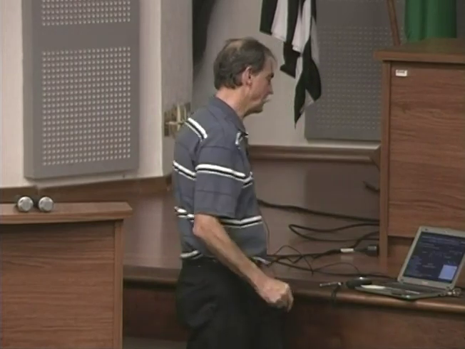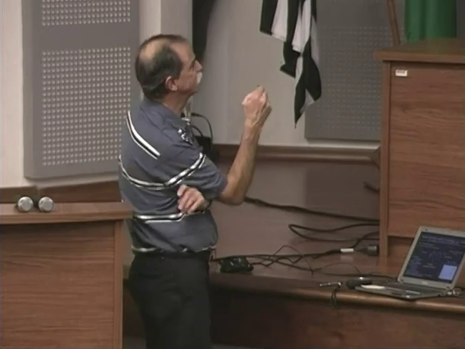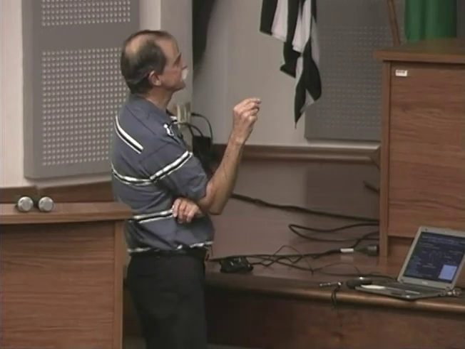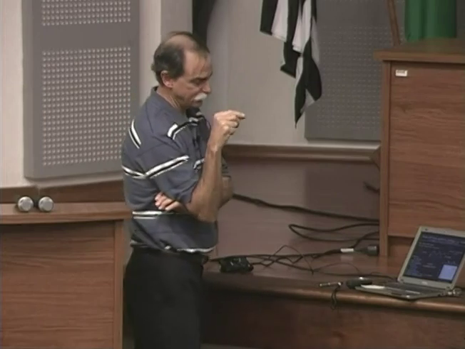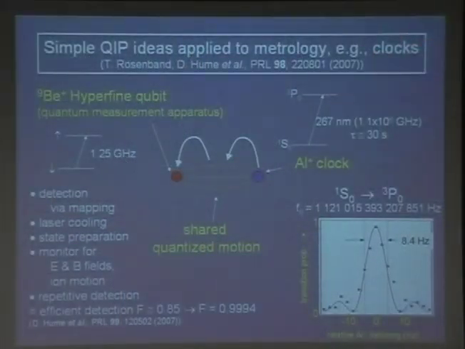So let me conclude by giving you just one example of how we're able to apply some of the simple ideas that we've been able to use in quantum information to metrology. And for us, the interesting thing in metrology is to make atomic clocks. These days, atomic clocks have now gone to the optical regime. Let me briefly give you the one-minute version of atomic clocks.